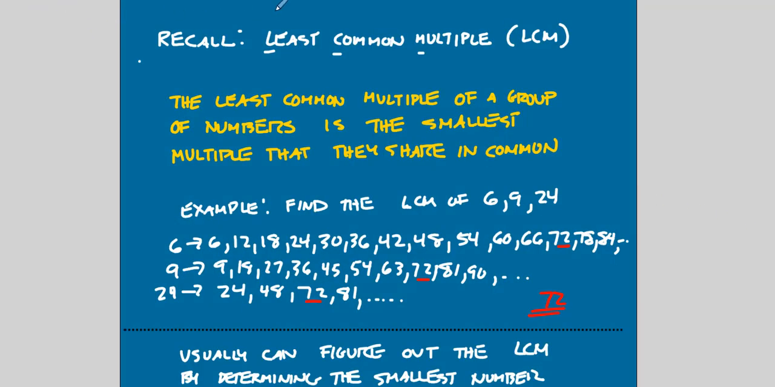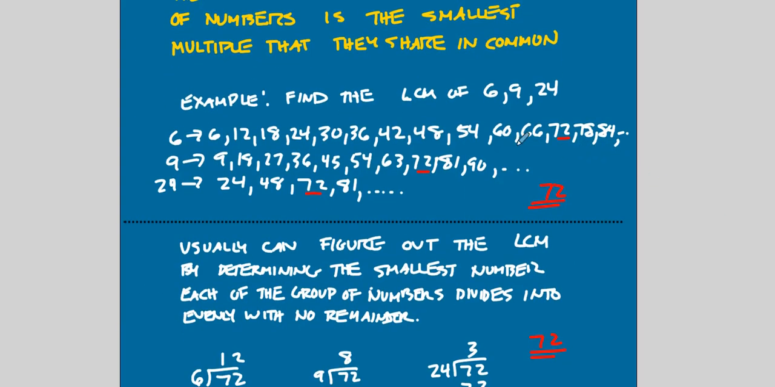Okay, first of all, let's review what a least common multiple is. I'll just say LCM from here on out. The least common multiple of a group of numbers is the smallest multiple that they share in common. For example, find the least common multiple of 6, 9, and 24. One way to do this, though not very efficient, is to list all the multiples of 6, all the multiples of 9, and all the multiples of 24 until you find a multiple they have in common. The first one they have in common is the least common multiple, and for these three numbers, you have to go to 72.